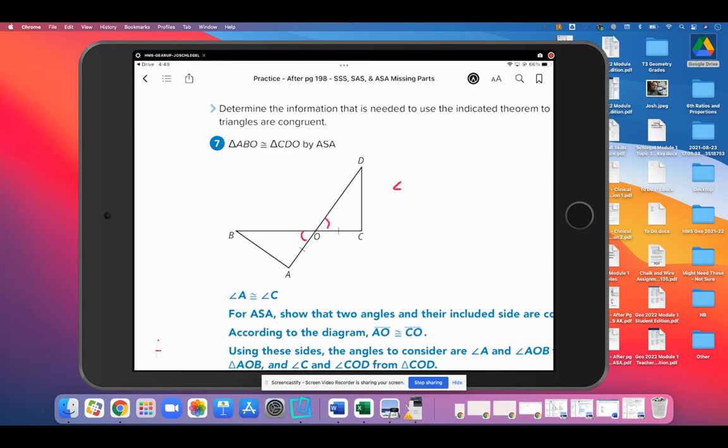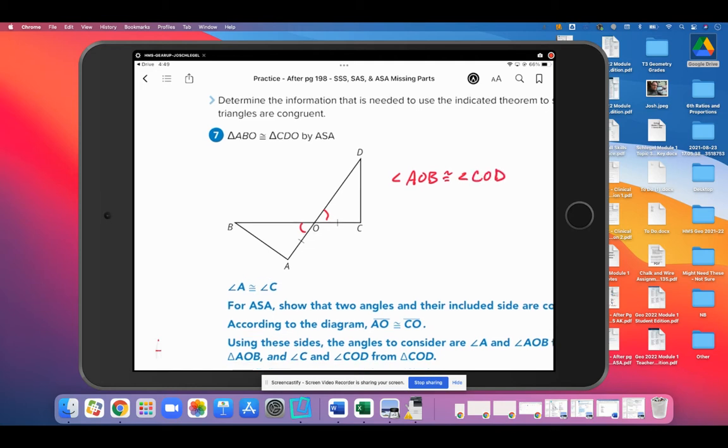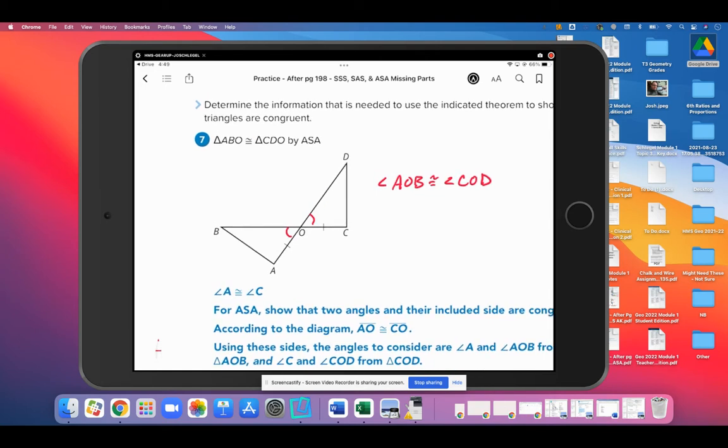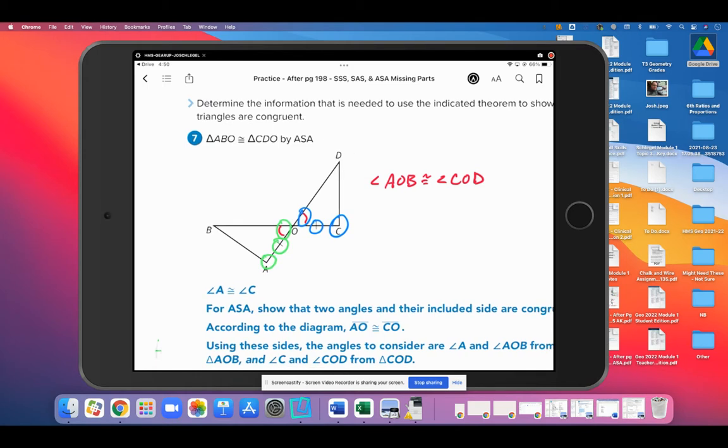We would know from vertical angles that angle AOB is congruent to angle COD. And we would also, in order to use angle, side, angle, now remember the side is what needs to be trapped. So I have an angle, a side, and if I kept going, I would need that angle. An angle, a side, and an angle. Again, the side has to be trapped for angle, side, angle to be used.